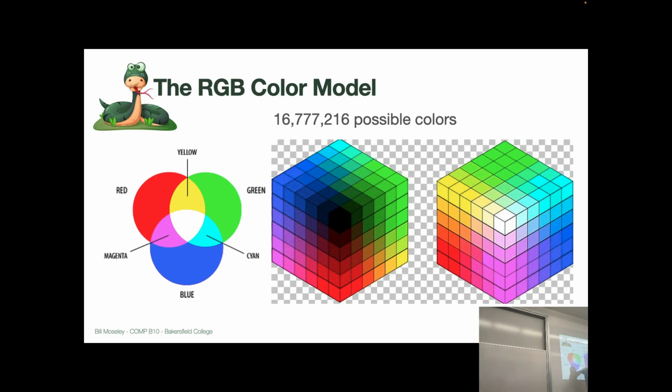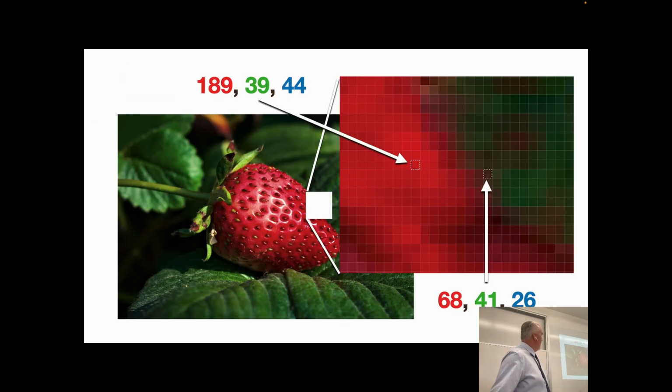So you can see here that at different corners of the cube, you have those colors at full strength. If we vary the different strengths of the colors, you can go all the way from white to black and anything in between, at 16 million different steps, or almost 17 million actually.